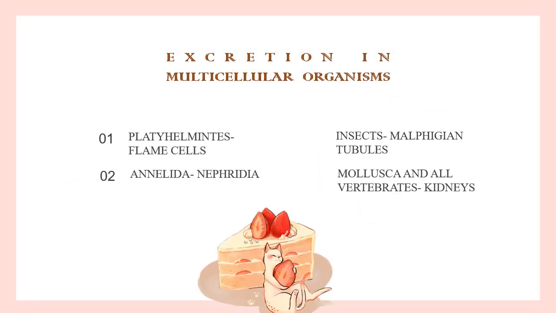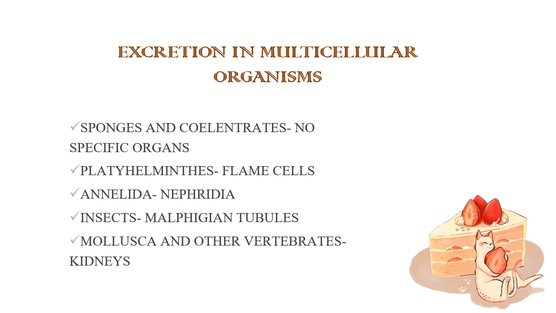Then we move on to the multicellular organisms. Multicellular organisms like platyhelminthes have flame cells, Annelida have nephridia, insects have Malpighian tubules, and mollusca and other vertebrates have kidneys. In repetition, sponges and coelenterates have no specific organs, like unicellular organisms, to remove the wastes from their body. Platyhelminthes have flame cells, Annelida have nephridia, insects have Malpighian tubules, and mollusca and other vertebrates have kidneys. We can see that in detail in the next slide.